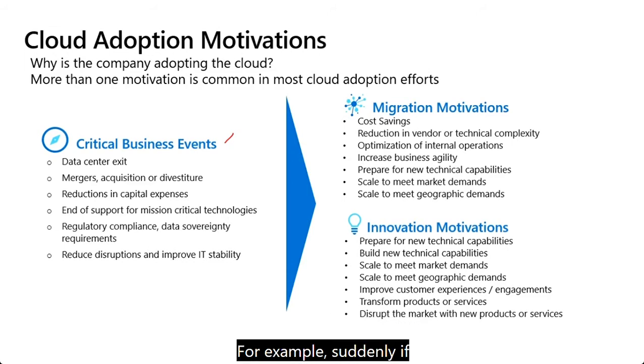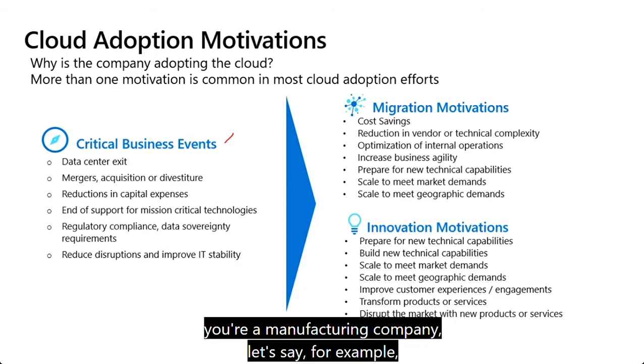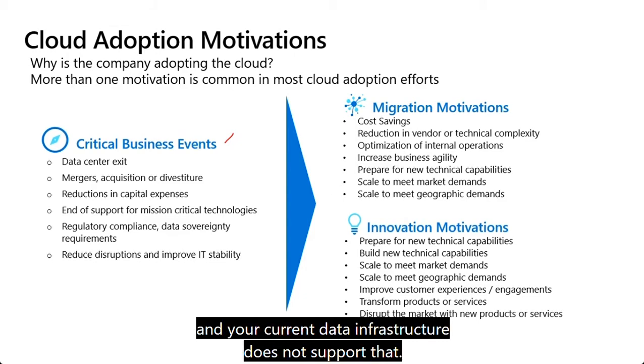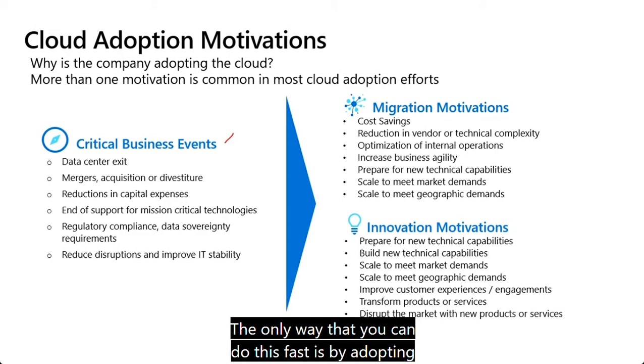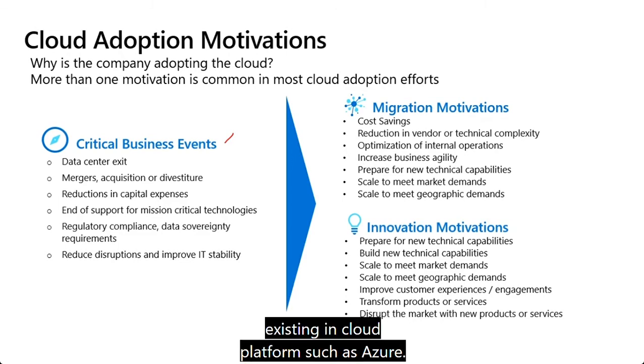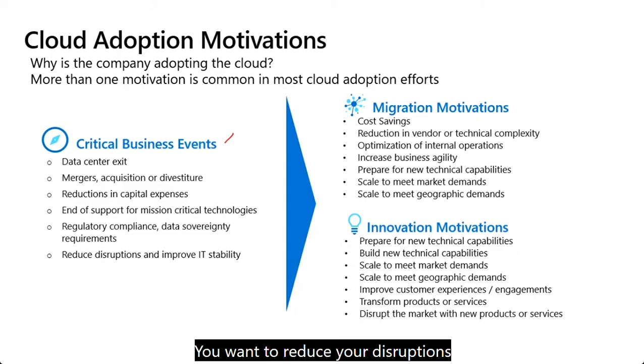So, for example, suddenly, if you're a manufacturing company, let's say the regulatory authority in your country that governs the manufacturing sector suddenly defines newer, stricter guidelines on data privacy, and your current data infrastructure does not support that. The only way that you can do this fast is by adopting data privacy policies that already exist in cloud platforms such as Azure. You want to reduce your disruptions and also improve your IT stability.